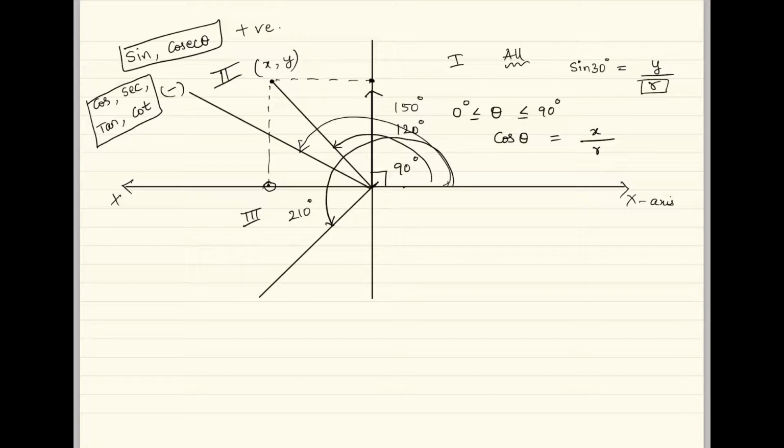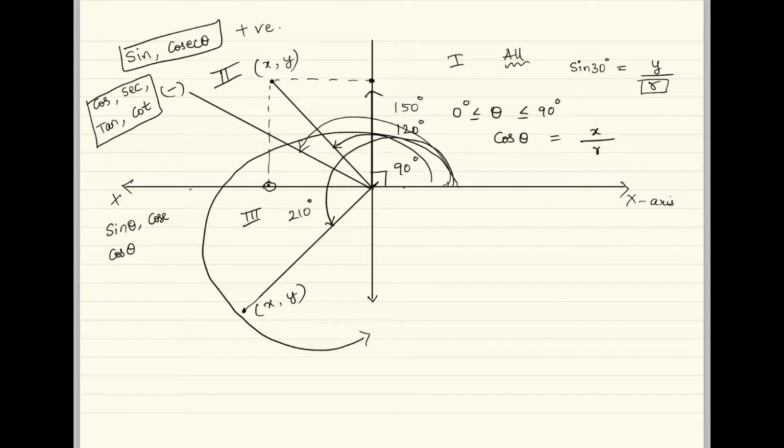So when you have angles more than 180 and less than, how much is this? This entire angle is 180 plus 90, that is 270. So more than 180 and less than 270, that is the third quadrant. What are you going to get? Both the x coordinate and y coordinate will be negative. So sine theta will be negative, cos theta will be negative. If sine theta is negative, its reciprocal will also be negative. Cos theta negative, secant theta will be negative.